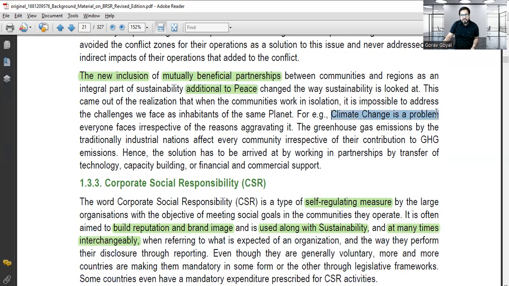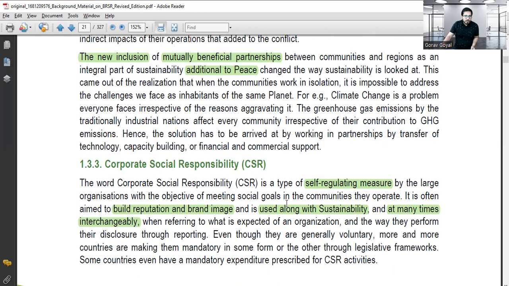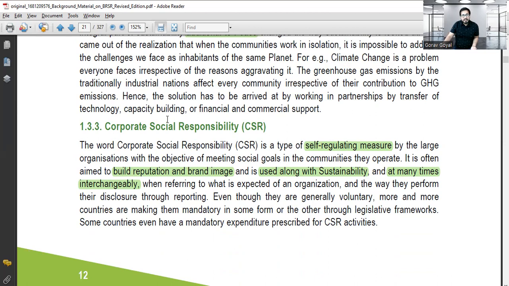For example, climate change is a problem everywhere, irrespective of the regions. The greenhouse gas emissions by the traditional and industrial nations affect every community. And the solution has to be arrived at by working in partnership, by transfer of technology, capacity building, or financial and commercial support. It cannot be done in isolation. That is why the whole world is coming together to fight the environmental and climate problems, and they are focusing on sustainability.